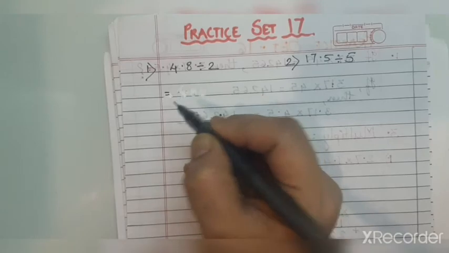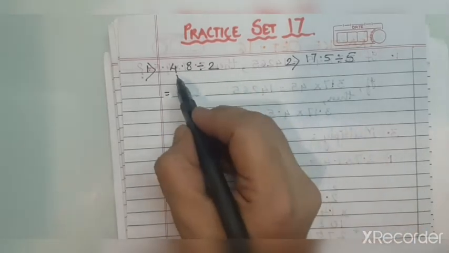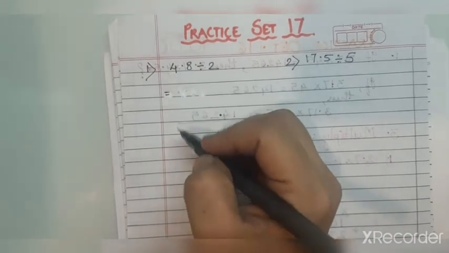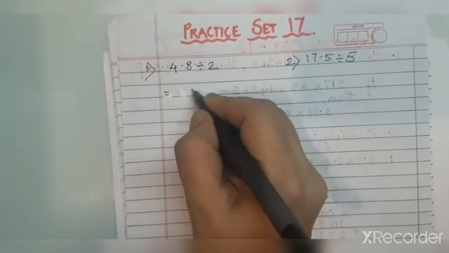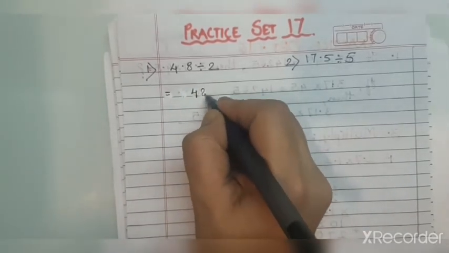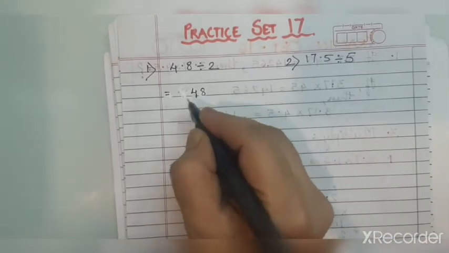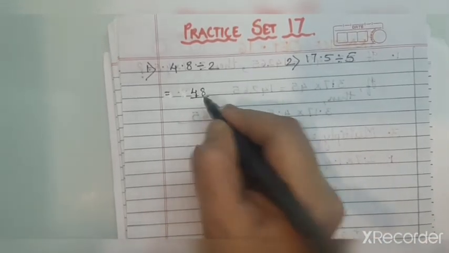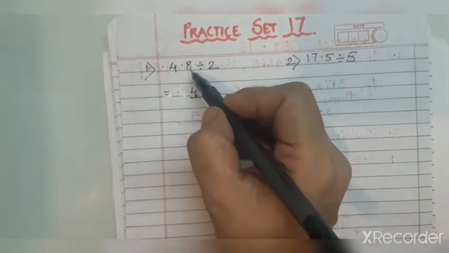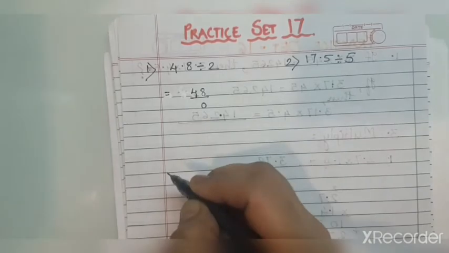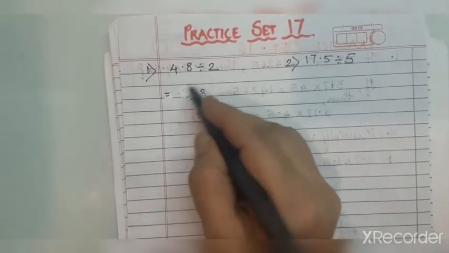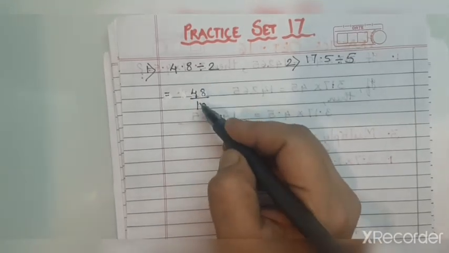Now, the first step we are going to do here is convert this decimal into a fraction. Okay, so 4.8 we can write as 48. We have studied this earlier also. And how many decimal places are there? There is only one decimal place. So we'll put 10 in the denominator and we'll write 1. Okay, so this is a common fraction. We have converted a decimal fraction to a common fraction.